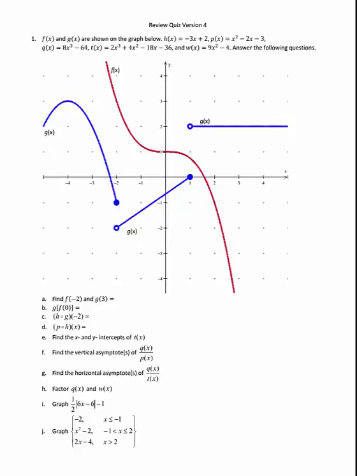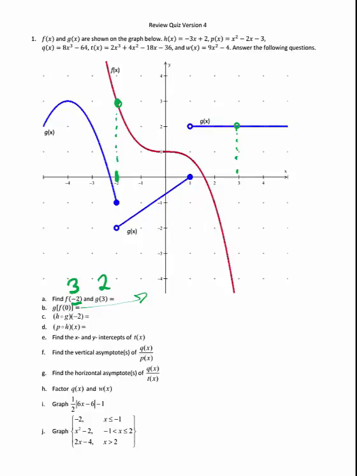Okay, for letter A, we have f of negative 2, so we go to the x, that's x is negative 2, and we get the y value for f, which is 3. And then g of 3, our y value at g is positive 2. Alright, letter B, we say g of f of 0.